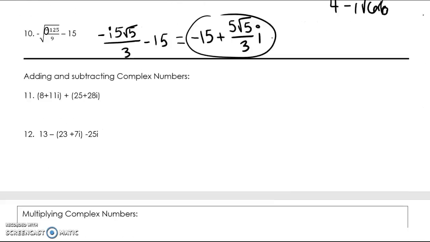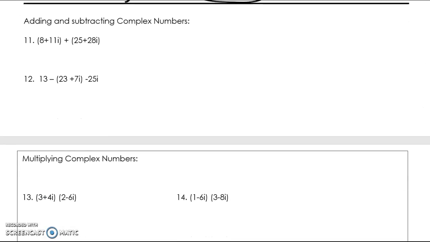And yesterday we had went over adding and subtracting complex numbers. So once again, try these on your own. And then if you would like to pause your recording and then check my answers. So I have 8 plus 25. That's going to give me a real part of 33.